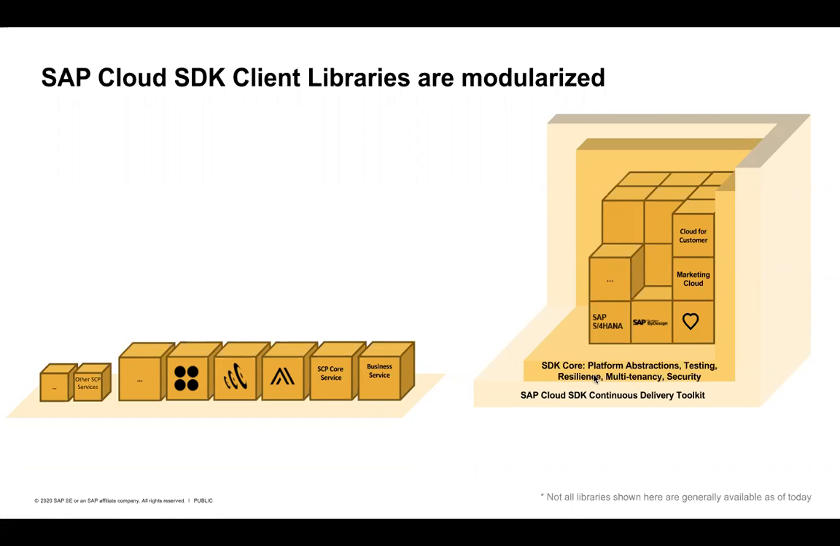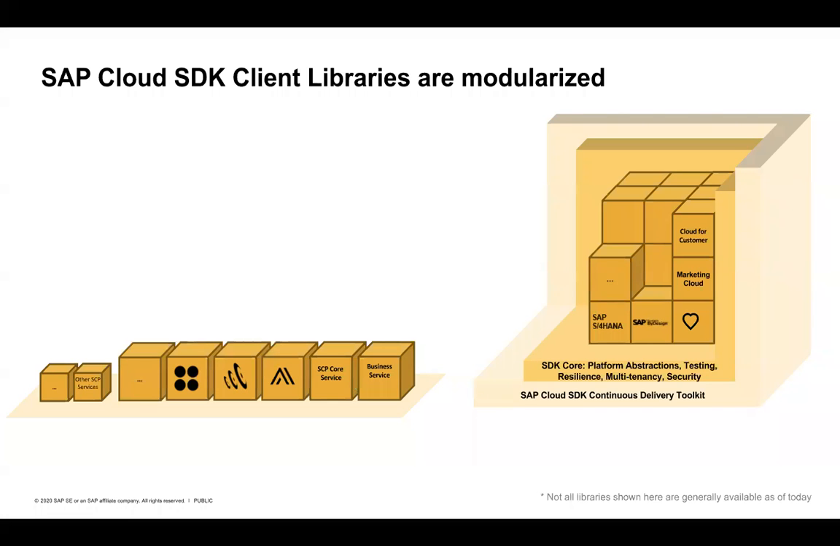If we have a look to the right, we find again the continuous delivery toolkit, which you already saw on the other picture. Then you see a component that's called SDK core, which is basically the inner box of the bigger ones, right? And inside we have the so-called client libraries for accessing different products, like S4HANA, Marketing Cloud, and by design, if we have a look to the left, we also see Ariba, SAP Cloud Platform core services, and others.